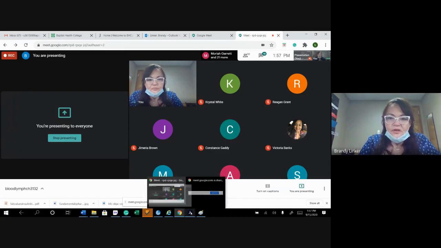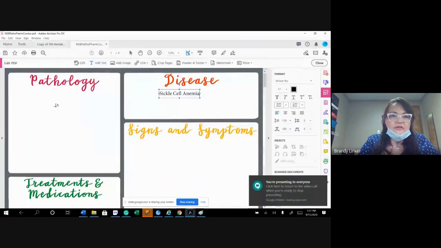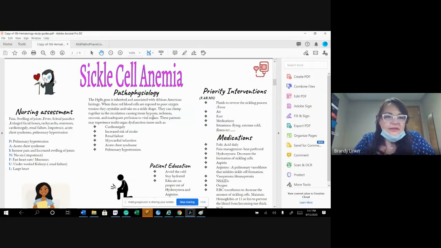Okay. So that's kind of what's going on with sickle cell. I'm going to actually use this sheet because I like it better. It has the same information, just in a different way.